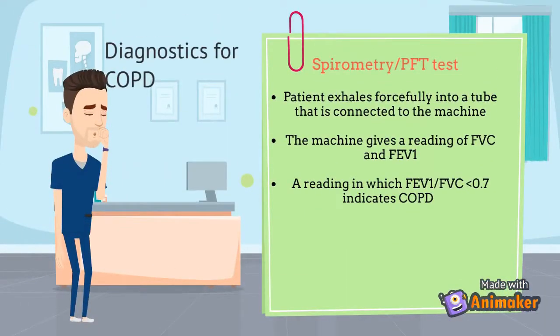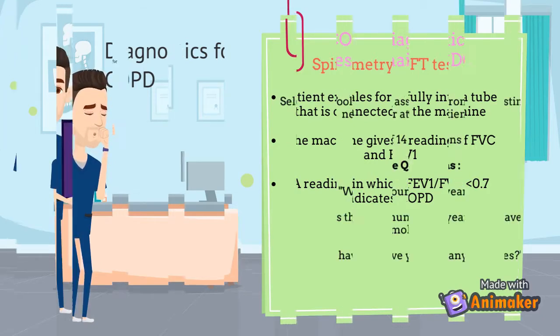One of the diagnostics for COPD is a spirometry or PFT test. In this test, a patient exhales forcefully into a tube that is connected to a machine. The machine will give a reading of the patient's FVC and FEV1. Based off the results, a physician is then able to assess and diagnose the severity of the COPD.